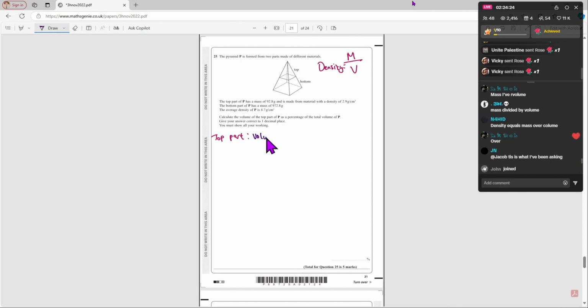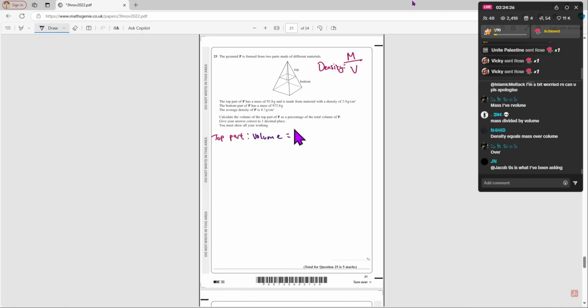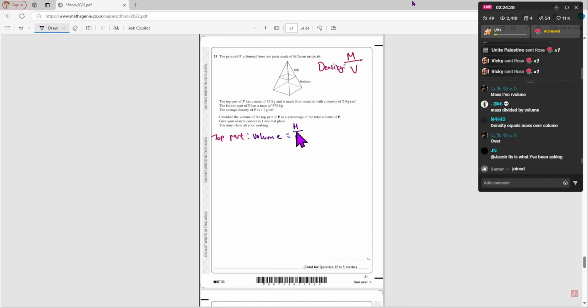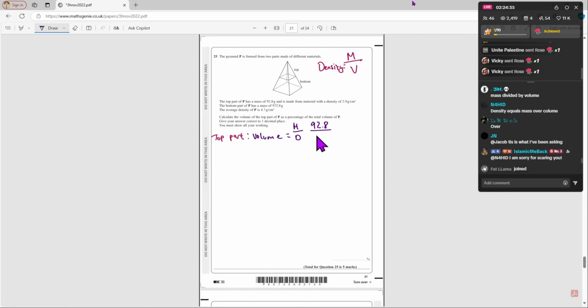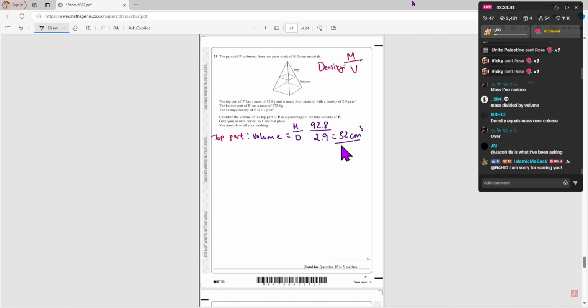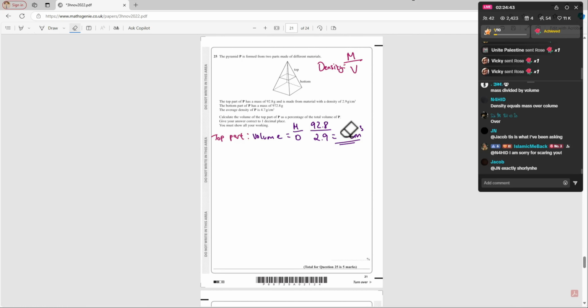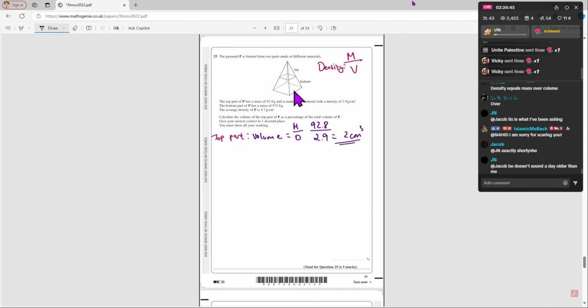So the volume is going to be equal to the mass divided by density. It's going to be 92.8, that's the mass, over 2.9. Using a calculator, it's going to give us 32 centimeter cubed. And now that is our volume for the top part.